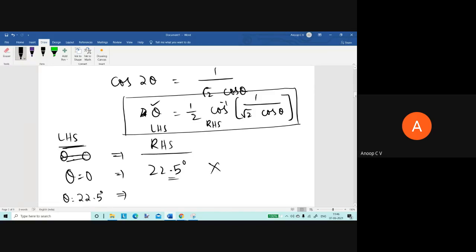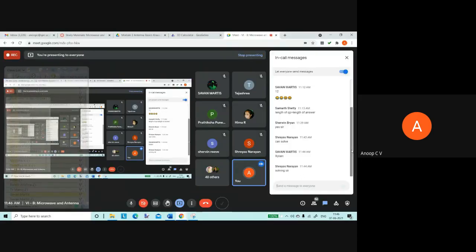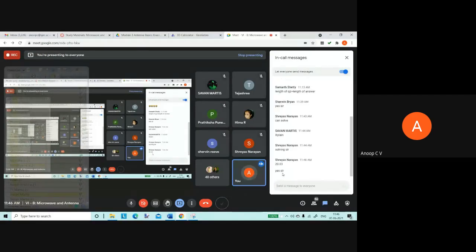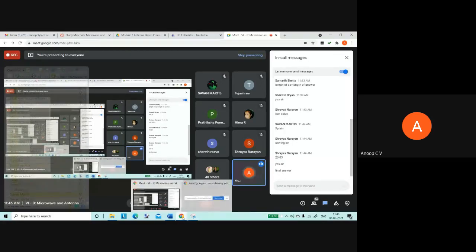If you put 22.5 degree, what will be the right hand side? What is half of cos inverse of 1 by root 2 cos theta for theta equal to 22.5 degree? Can anyone tell me that? You are taking this much time to solve. Is 20.03 the final answer? Shreyas, can you unmute and tell? For 20.03? Okay, now this is not final. I understood.